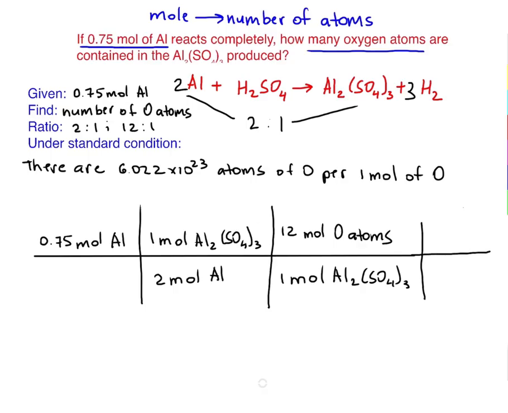And then the last one, of course, you write your standard there. Since you need to find the number of atoms of oxygen, you need to make sure of the standard condition, how many atoms of oxygen you have per 1 mole of oxygen. You now need to solve for 12 moles of oxygen, but per 1 mole, you need to know that it's Avogadro's number, 6.022 times 10 to the 23. And I apologize for a little mess there.